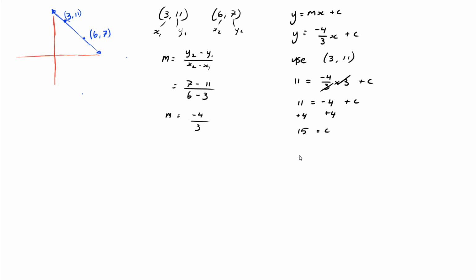Final step is to say, if I've got mx plus c, I know m is minus 4/3. I've got x plus 15. And that's the equation of the line given. So a few steps there. Just to recap, find your gradient first, use the gradient in the gradient-intercept form, pick one of the points, solve for c, and then state your final equation.